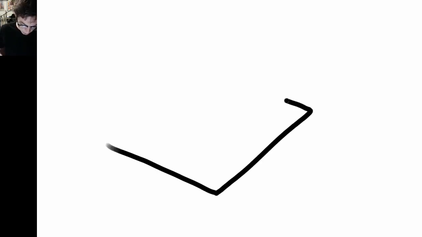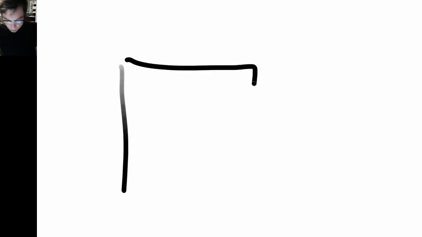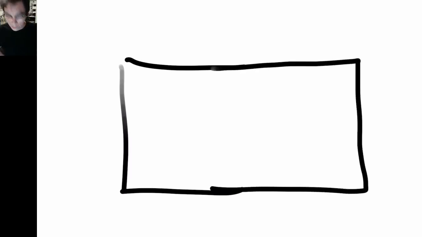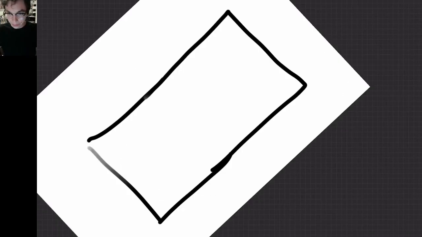So let's start with the square. So here's a simple square. One thing we can do is make it longer. So let me erase this edge of it and just make it longer. And what do we get? A rectangle. If we make it taller, it also becomes a rectangle. Like that.